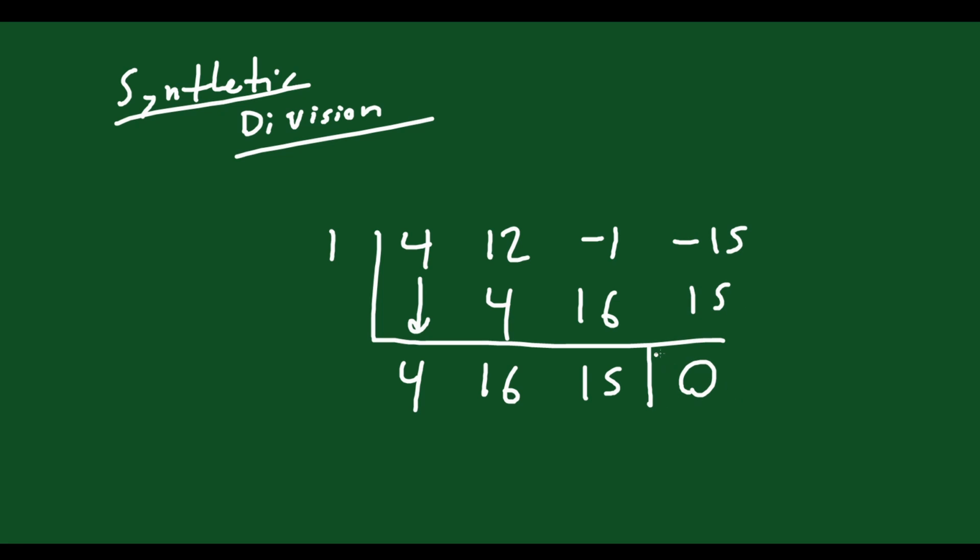So you can put a little line there if you want. This last term represents your remainder, and the first 3 terms represent the coefficients of your answer. And so because you have 3 coefficients, it's going to be 4x squared plus 16x plus 15, right? That last one doesn't have an x next to it. So that is your answer.